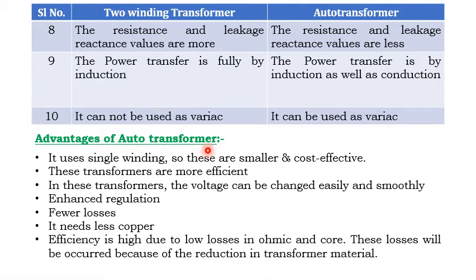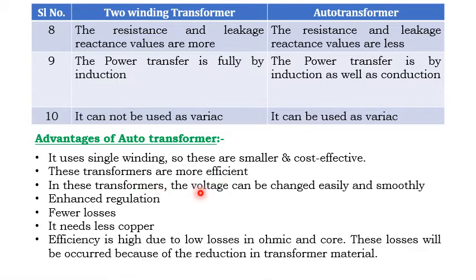Let us discuss. It uses a single winding, so it is smaller and cost effective. The auto transformer has only a single winding, so it is smaller in size, and its cost is lesser. These transformers are more efficient. So auto transformers are more efficient.